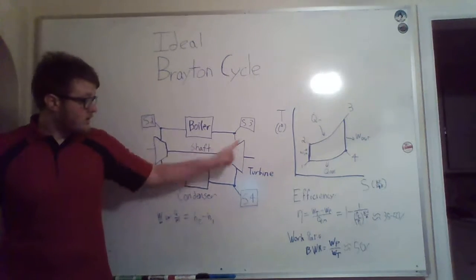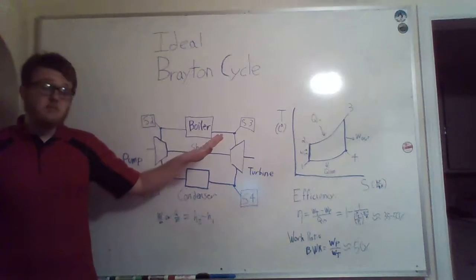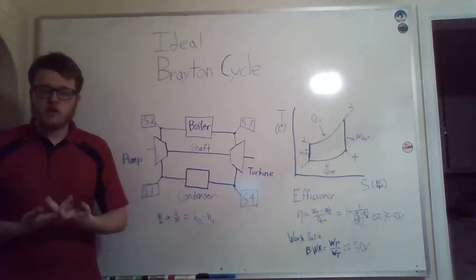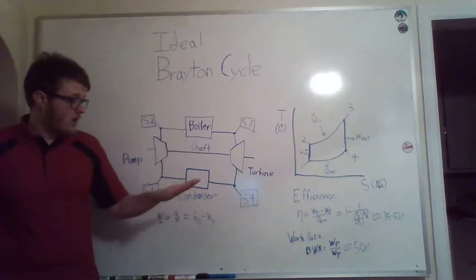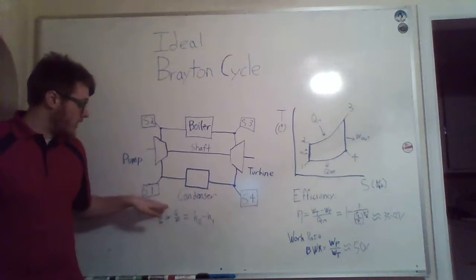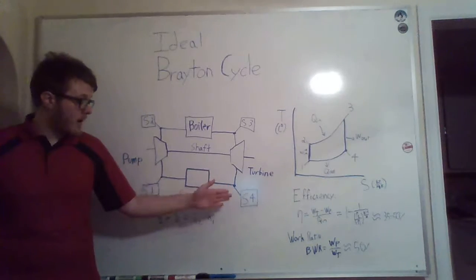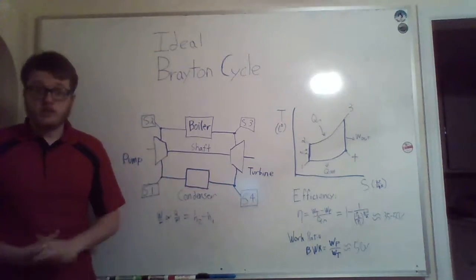From state 3 to state 4, that same steam is then sent through this turbine, which turns the heat and pressure of the steam into usable work. From state 4 to state 1, the steam, after going through the turbine, is sent through the condenser and condensed into liquid water, and the rest of the heat of that system is expelled into the atmosphere.